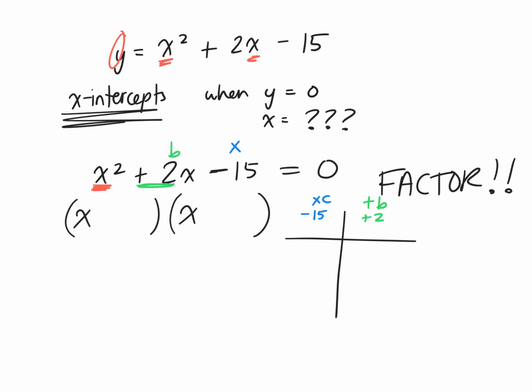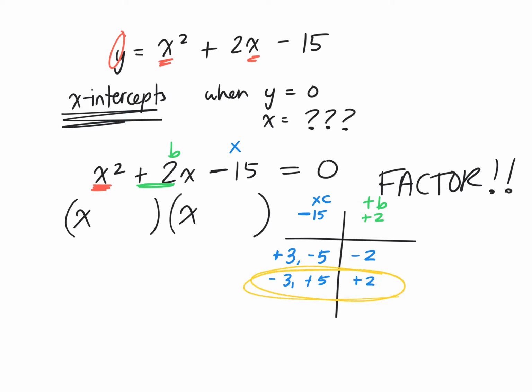Do you remember this? So you said 3 and 5, but it's negative 15. So one of them has to be positive, one of them has to be negative. So it could be negative 3 and positive 5, or positive 3 and negative 5, right? Well, let's see which one adds up to positive 2. What's positive 3 plus negative 5? Negative 2. What's negative 3 plus 5? Positive 2. So this is the answer.